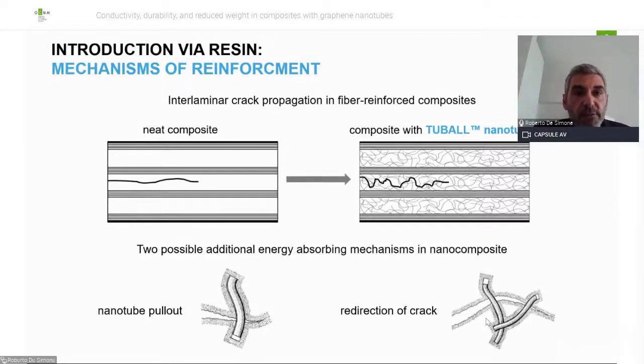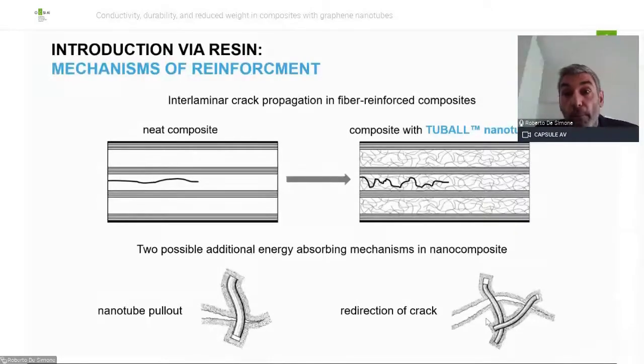On the left side of the slide, you can see the propagation of the crack inside a neat composite without tubal. On the right side, you can see that tubal can build inside the matrix, the resin system, a 3D network where there is a crash of the propagation. So there is a sort of energy absorbing of the propagation.